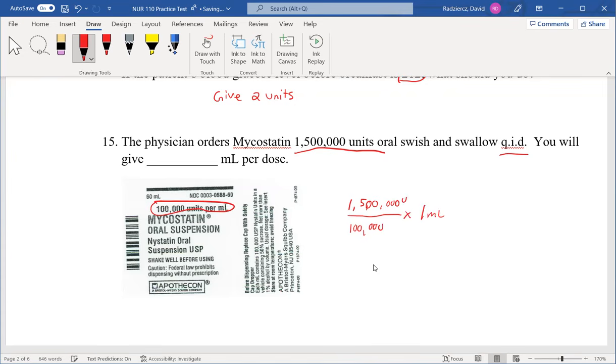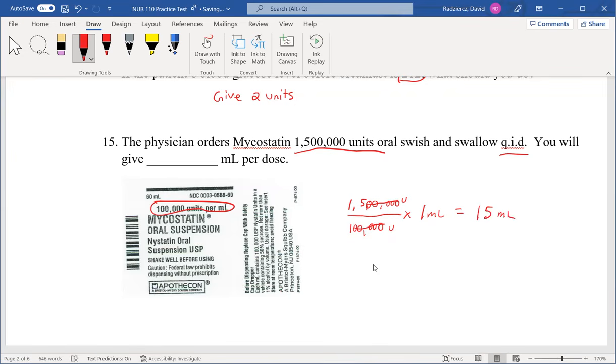So these are in units. I'll just write U, even though that looks like another U. And we're going to look at the number of zeros we have. We have 1, 2, 3, 4, 5. And then I have 1, 2, 3, 4, 5. So I'm going to cross out all those zeros. This is just a shorthand way. And 15 over 1, you don't even need your calculator for this. So your answer is 15 milliliters.